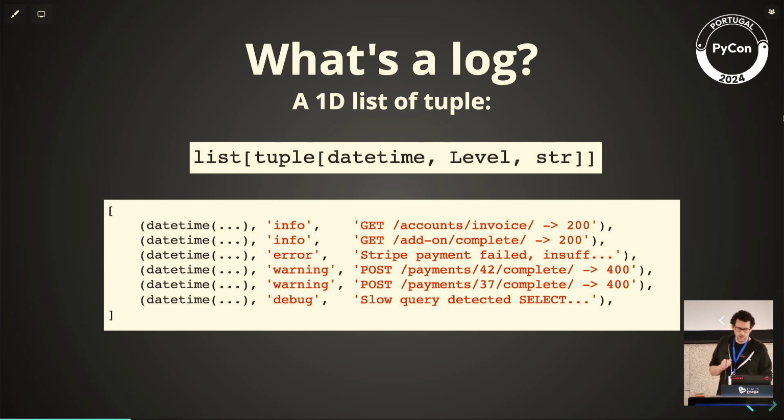So what is a log? Fundamentally, if you think of a log in terms of Python data structures, it looks something like this. It's a list of tuples of three things: a datetime, a level, like info or warning or error, and then some kind of string that contains the message. And you can see what that looks like as an example below, again, in Python syntax.